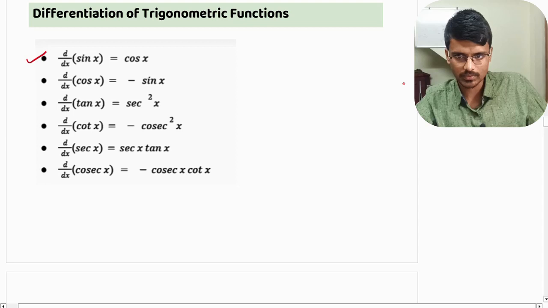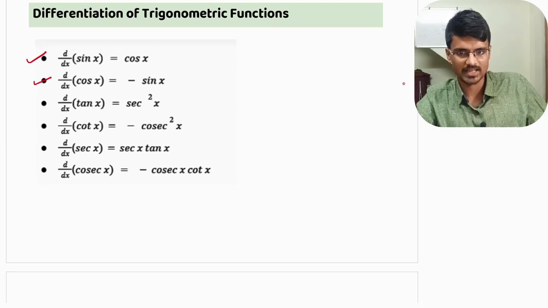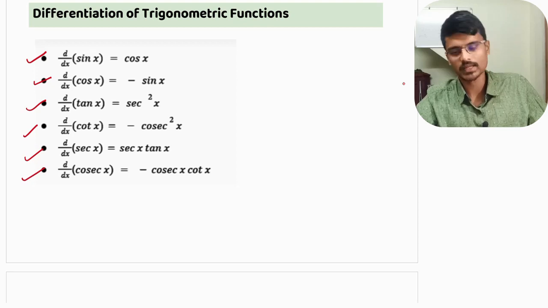Differentiation of sin x is cos x. Differentiation of cos x is minus sin x. Differentiation of tan x is sec square x. Differentiation of cot x is minus cosec square x. Differentiation of sec x is sec x tan x. Differentiation of cosec x is minus cosec x cot x.